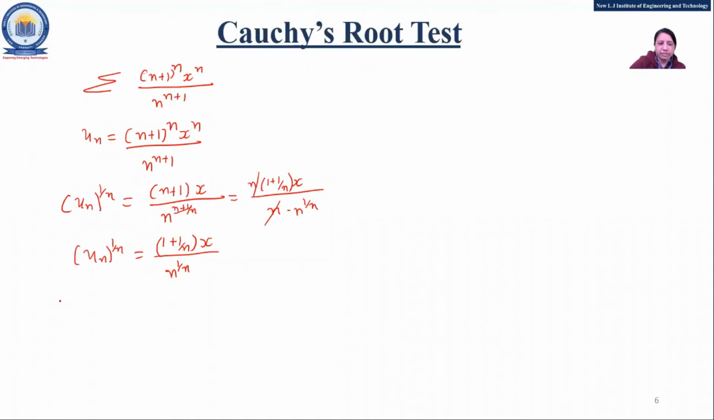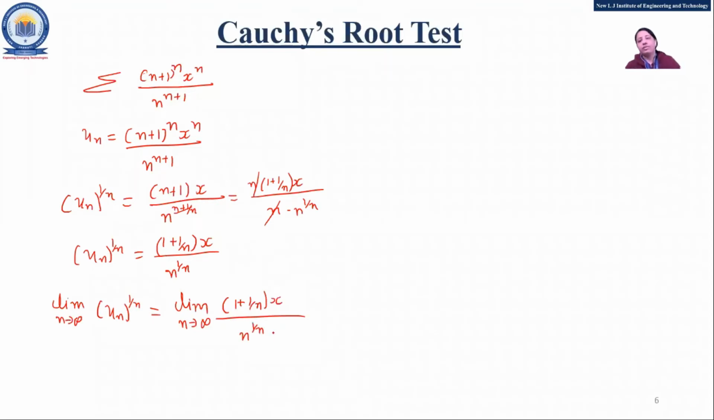Now apply the limit on both sides, that is our concept. Limit n tends to infinity, un raised to 1 by n, equals limit n tends to infinity, 1 plus 1 by n into x upon n raised to 1 by n. What should be the answer for this? Simple, it is x, because this is supposed to be 0 and this is 1. So equal to x.